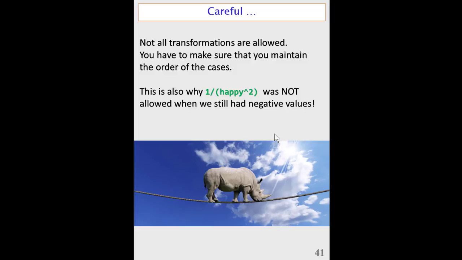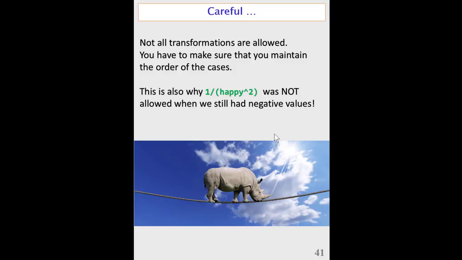Which kinds of transformations are allowed here? Well, not all of them. For instance, let's say 1 over happy squared. Let's say that we do not have any happy values equal to 0, then 1 over happy squared is well defined everywhere. Okay, so you could think that might be a reasonable transformation. But in fact it is not.